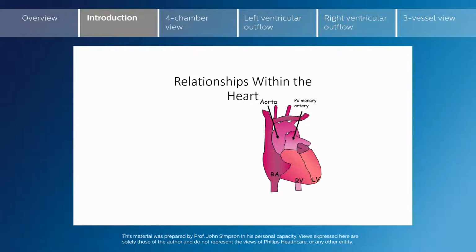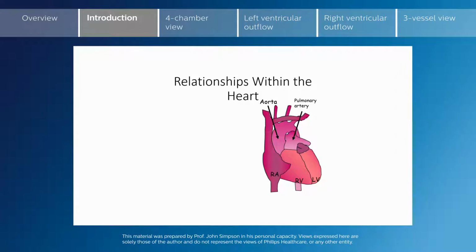If we look at the anterior-posterior relationships of the heart, we can see the superior vena cava coming down into the right atrium here, and the inferior vena cava also. The right atrium and right ventricle are more anterior than the left ventricle, which is seen here, and the left atrium, which cannot be seen because it is in behind the right ventricle and right atrium.